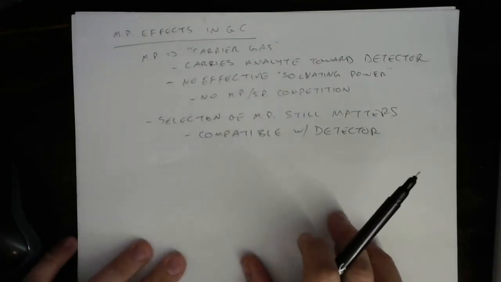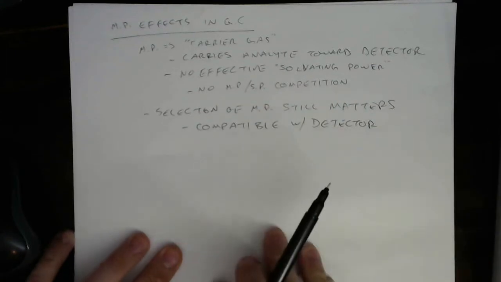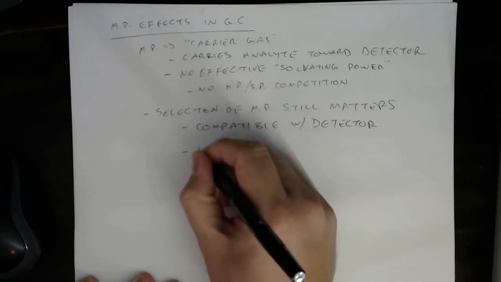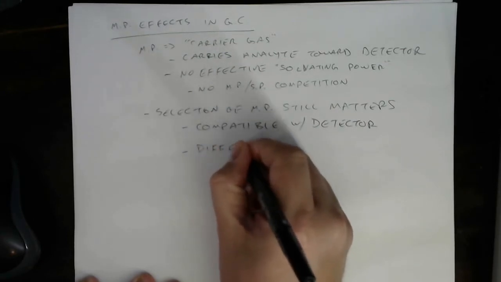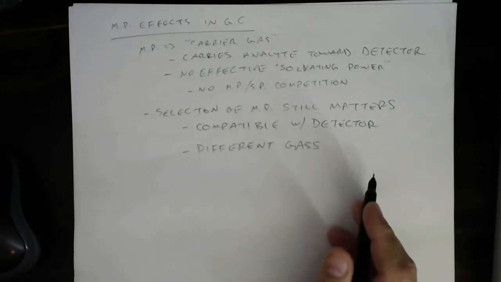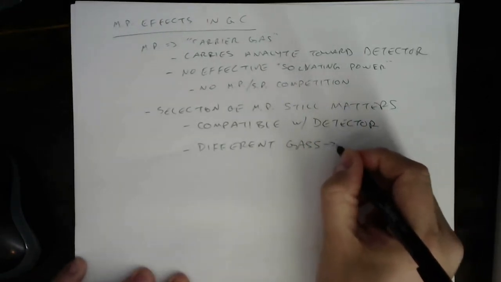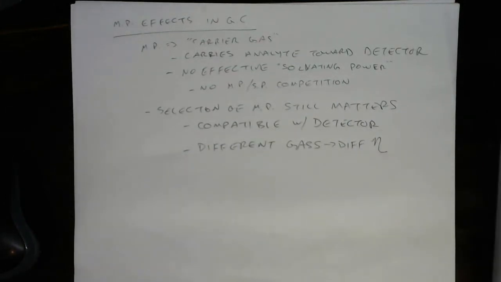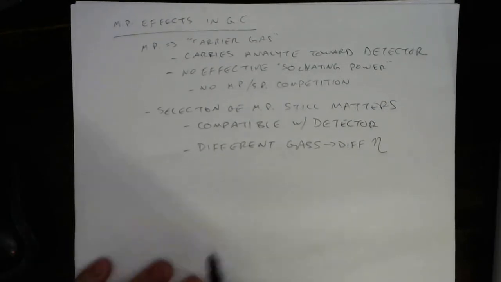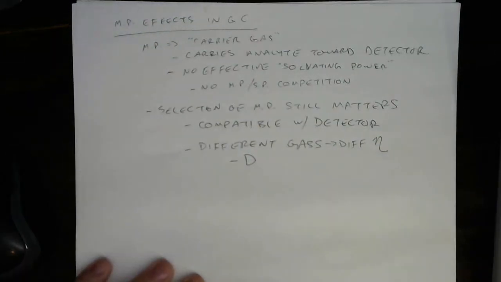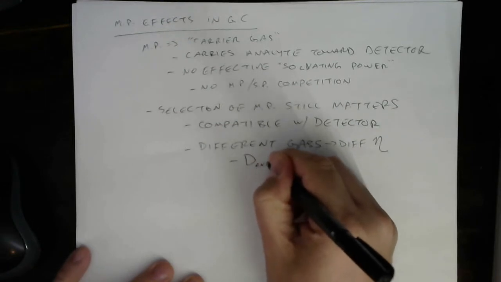But actually, there's a good chromatographic reason why it still matters, and that is to say that different gases have different viscosities, right? Here's our eta for viscosity. Different gases have different viscosities, and that's going to give us one very, very important difference, and that is the diffusion coefficient, capital D, sub-analyte.